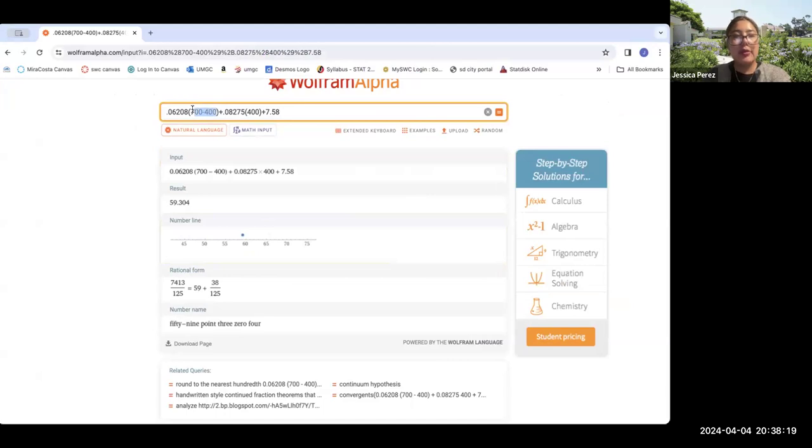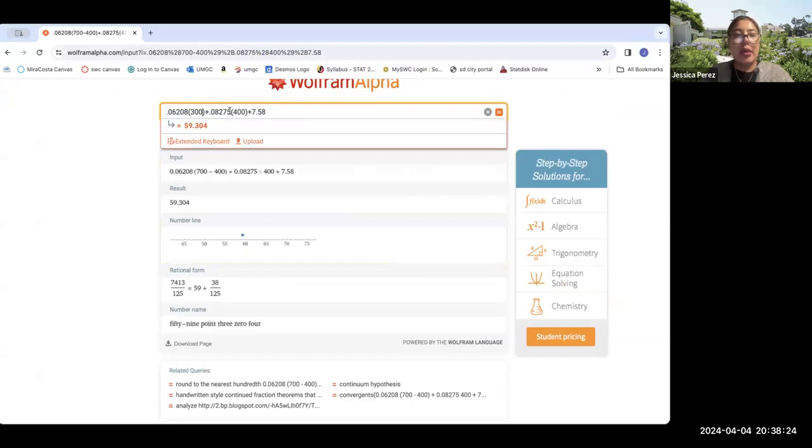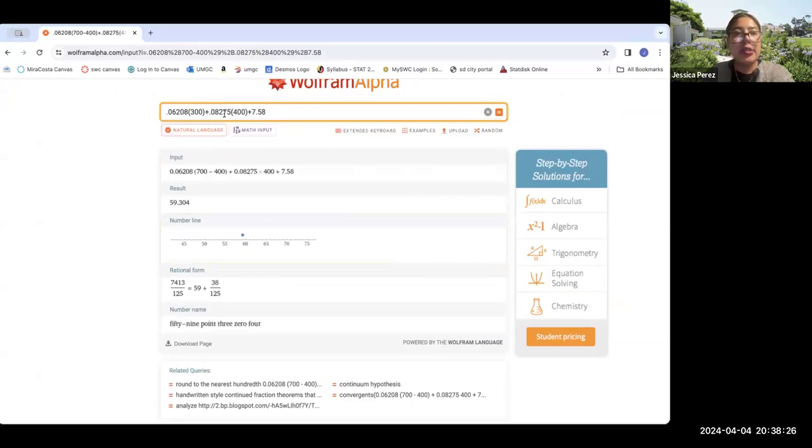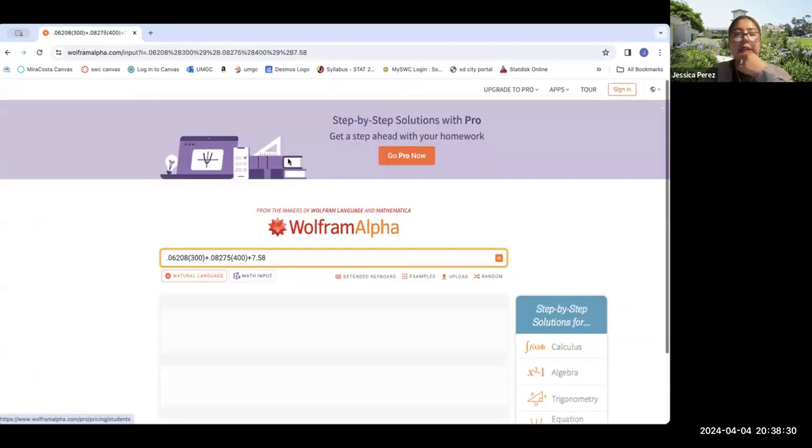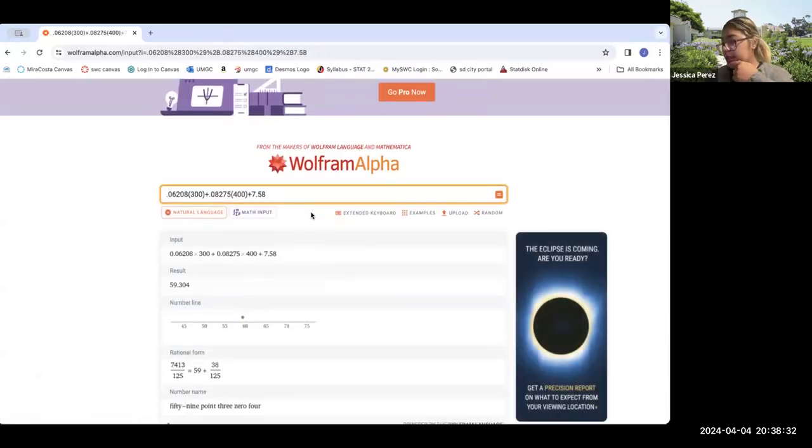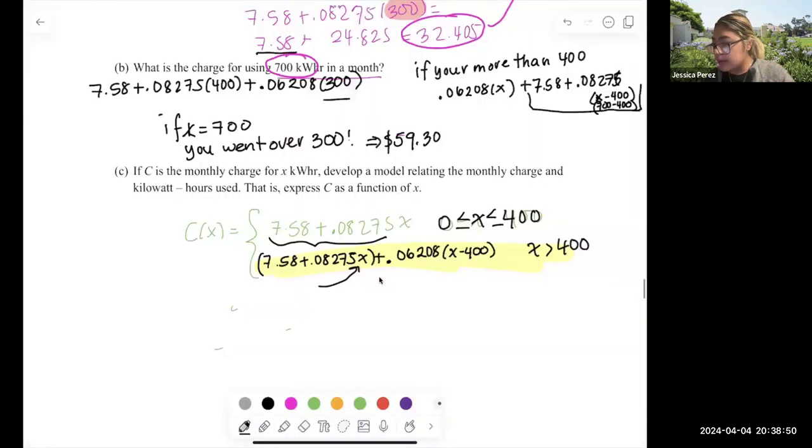So there's 0.06208 times 300 plus, there it is, this 0.0275, 400 kilowatts plus 7.58. So that's how much it's going to cost me. It's going to cost $59.30. So if you're using 700 kilowatts, then that's how much it's going to cost.